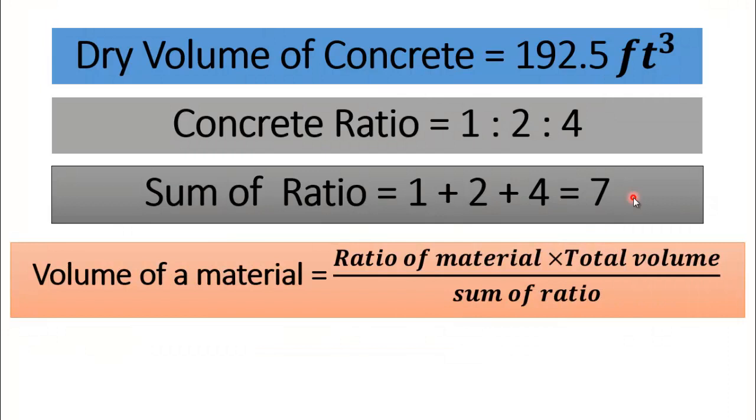Now we can calculate volume of a specific material by using this formula, that is volume of a material is equal to ratio of material. Here for cement the ratio is 1, for sand it is 2, for coarse aggregate it is 4, multiplied by total volume of concrete. The total volume of concrete in this case is 192.5 cubic feet, divided by sum of ratio, which we have calculated, and its value is 7.